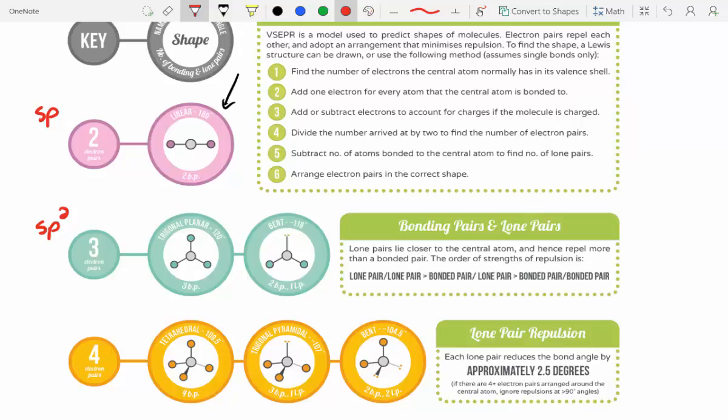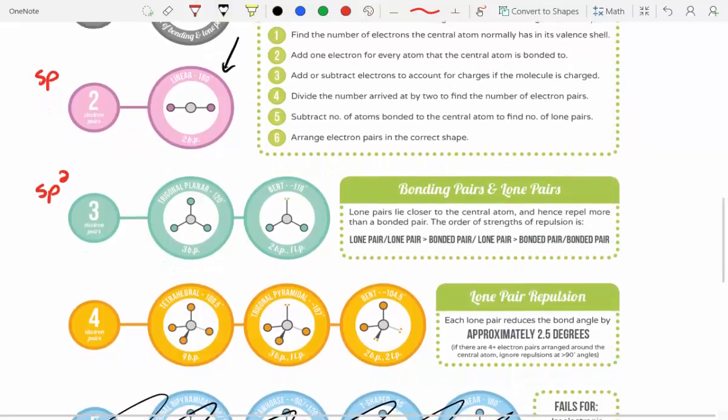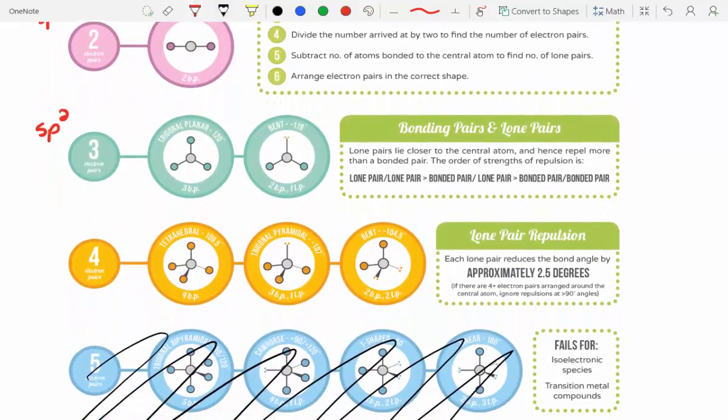So if we think about methane, that had 4 bonded atoms around carbon, and so that is referred to as tetrahedral, and like I said, that has an angle of 109.5. If you've got 3 bonded atoms and 1 lone pair, that's called trigonal pyramidal, and again, pretty close to 109.5.